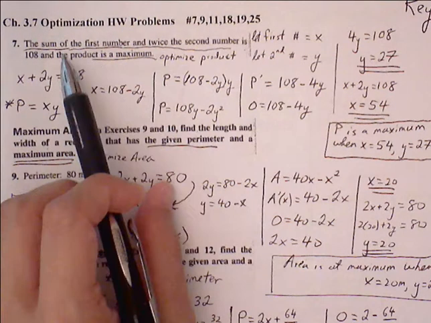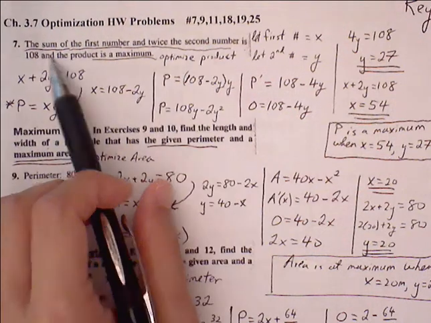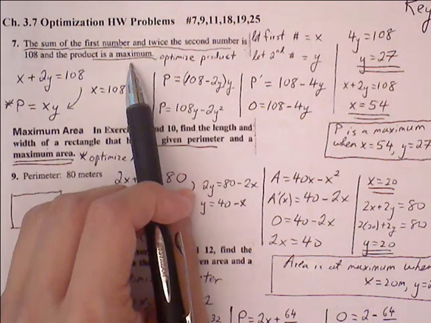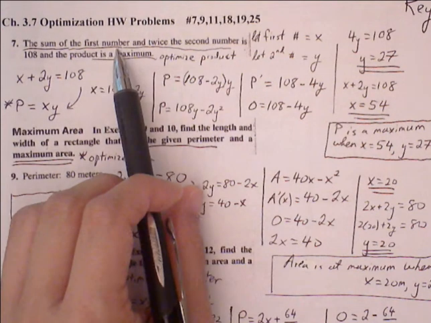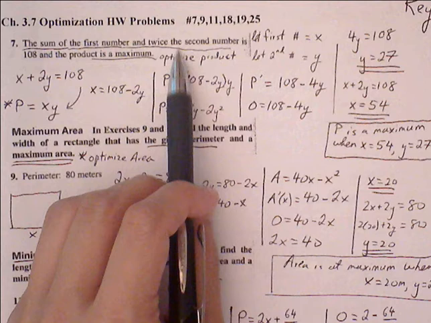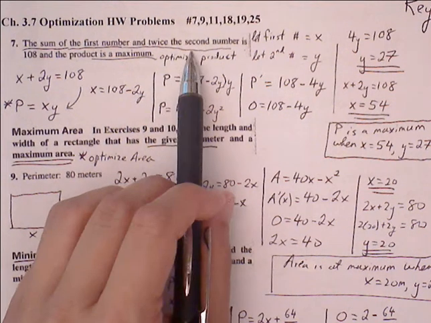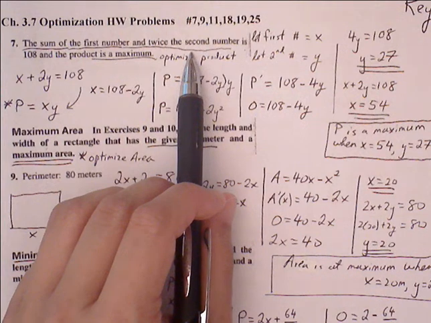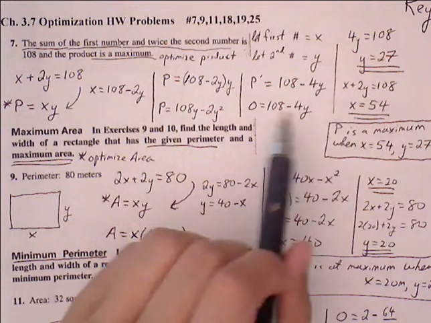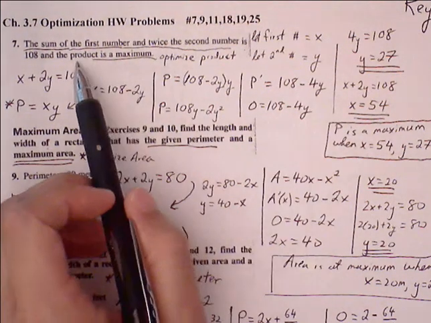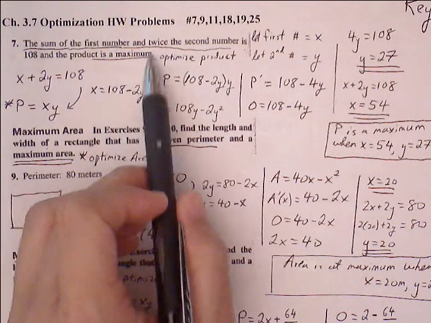So for number 7 here, it says the sum of the first number and twice the second number is 108, and the product is a maximum. So we're dealing with two numbers here, and we don't know what those two numbers are, but they may or may not be different. But we're just going to go ahead and identify those two variables for those two numbers. Let's let the first number be x and let the second number be y.